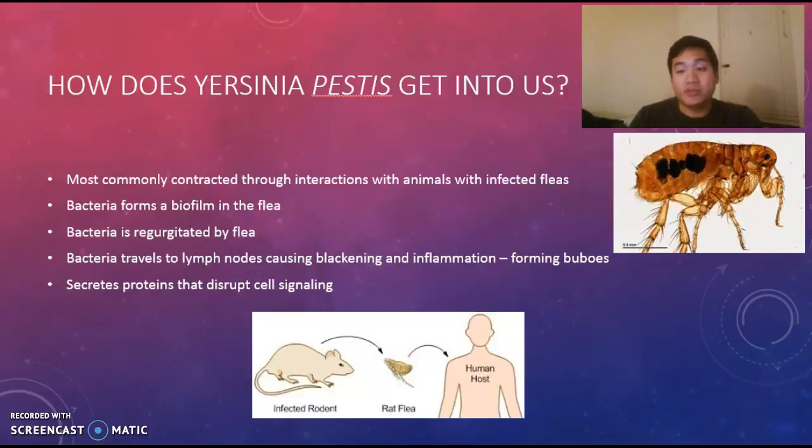So in this picture, you can see on the right that the flea has bacteria in its gut, and whenever it attaches onto a human or an animal, it will bite and regurgitate this bacteria. And in this picture right here, at the bottom, you can see a simple illustration of the infected rodent passing the flea onto a human host, which initiates all the problems.